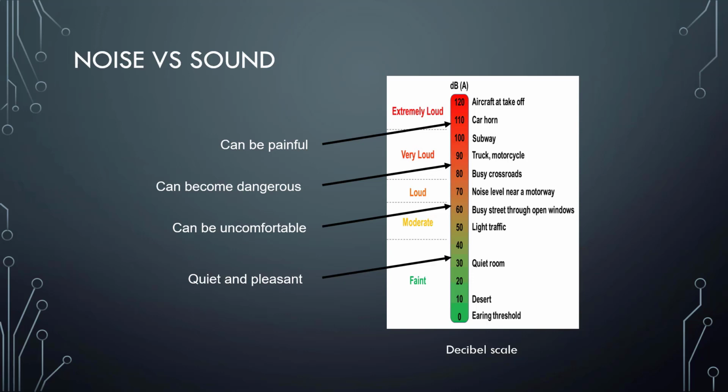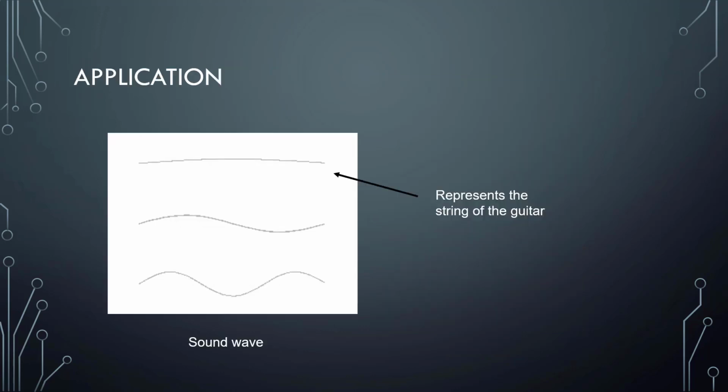Indeed, many noises in the physical sense are perceived as sounds in the common sense, such as the sound of someone's voice. Now that we have clearly defined noise and sound, let's move on to application. In my opinion, the guitar is a good example to illustrate the notion of sound and noise.